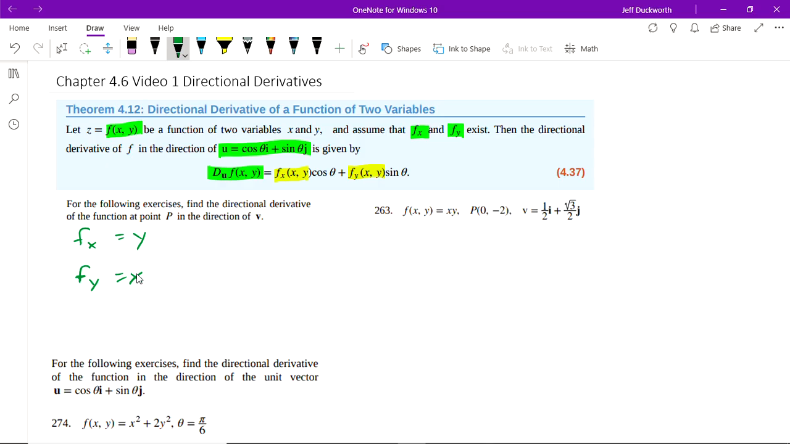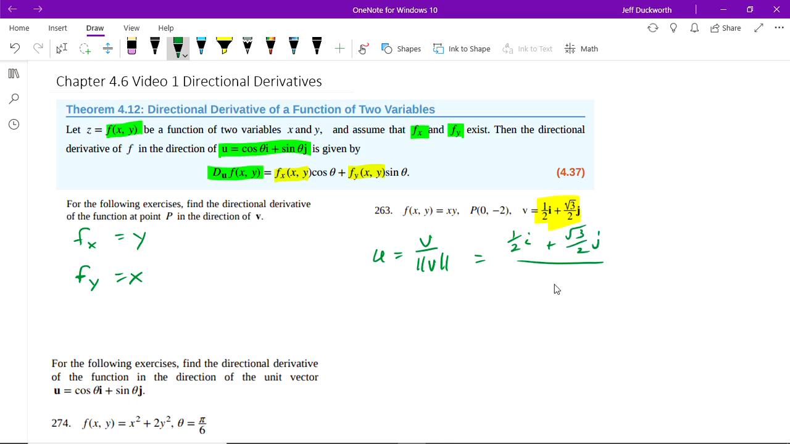The other thing we're given is that it's in the direction of 1/2 i plus root 3 over 2 j. These numbers may be familiar to you. These are typical unit circle numbers that come up with a specific value of theta when dealing with cosine and sine. But instead of trying to work back and figure out what those are, we can just find u, which we know equals v over the magnitude of v. So our v is 1/2 i plus root 3 over 2 j.